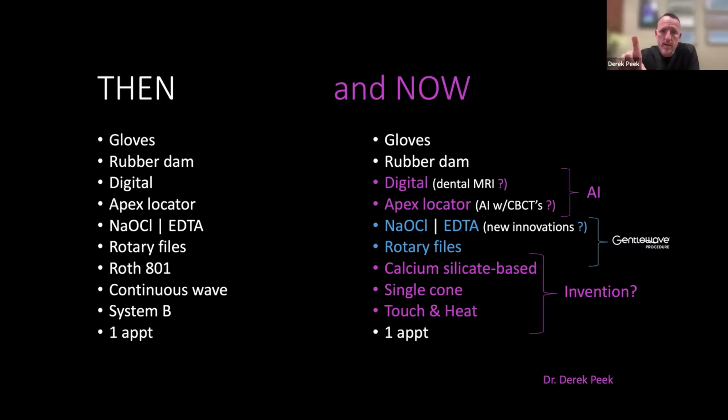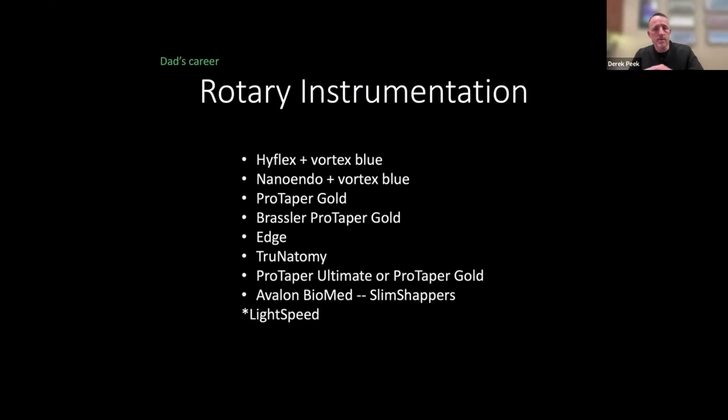look at here is just looking at the things in my dad's career that didn't change. I also think are going to be the things in my career that aren't going to change. Gloves aren't changing, rubber dams aren't changing, and one appointment's not changing. You can't get any lower than one, but I really kind of think everything can change. And so looking at all these things and figuring all this out, in my dad's career, the big kind of balloon or thing that came out was rotary instrumentation. All the new files. These are kind of all the files that I've gone through in my career.